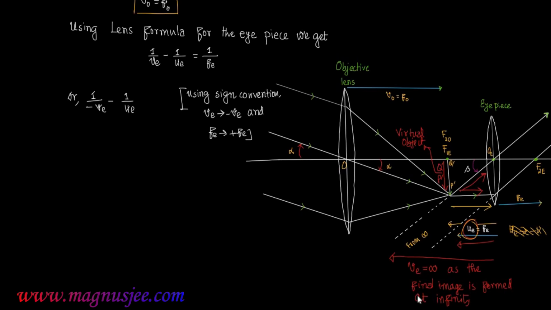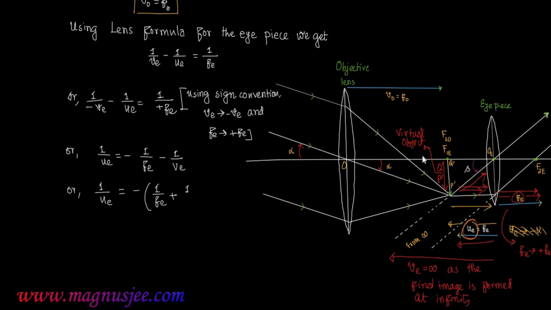In the second line, we can write 1 by minus VE minus 1 by UE equal 1 by plus FE, or we can write 1 by UE will be equal minus 1 by FE minus 1 by VE, or 1 by UE is equal minus 1 by FE plus 1 by VE under bracket. 1 by UE equal minus 1 by FE plus 1 by infinity, since VE equal infinity, as the final image is formed at infinity.